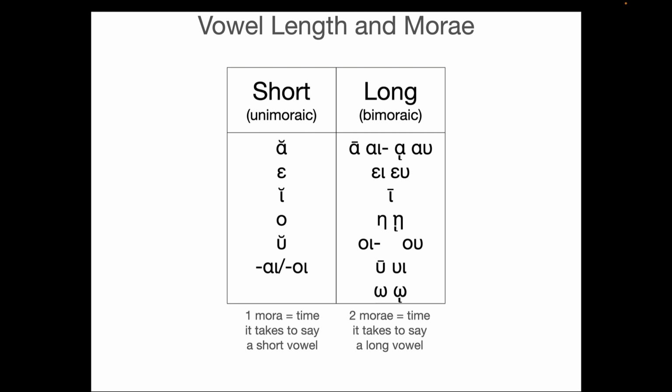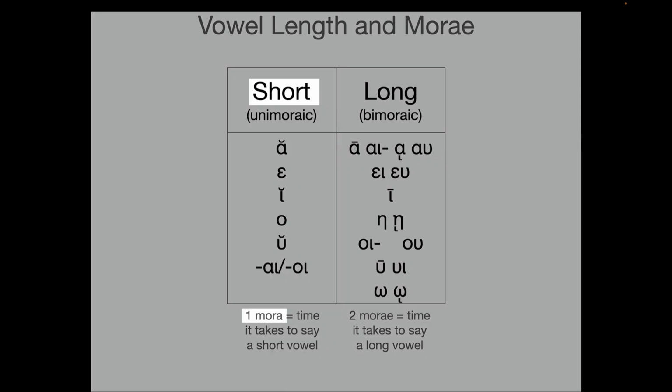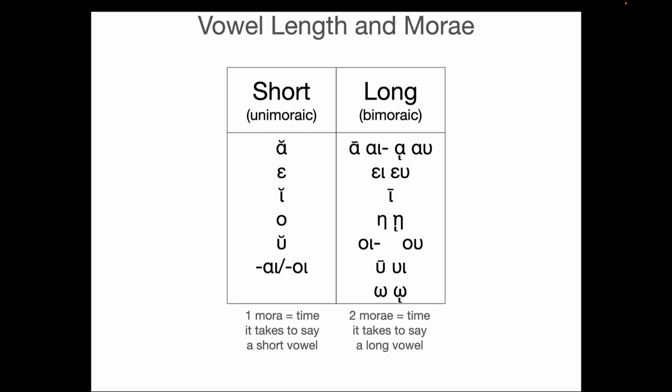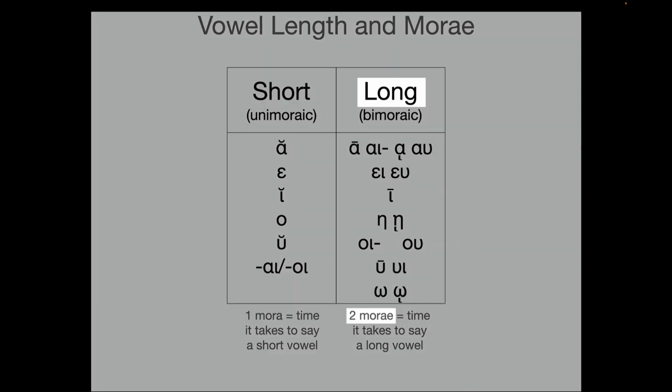And so linguists have come up with a concept called the mora. And the mora is just a unit of measurement. Basically, a short vowel in a language takes 1 mora to say, 1 mora worth of time, and a long vowel contains 2 morae worth of time. In other words, short vowels are unimoraic and long vowels are bimoraic.